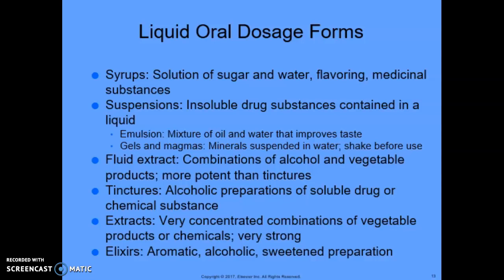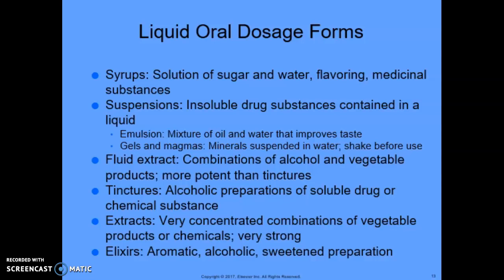Suspensions and soluble drug substances are contained within the liquid. An emulsion is a mixture of oil and water that improves the taste. And gels and magmas are minerals suspended in water. It's really important with these that you shake before administering or before they take it.